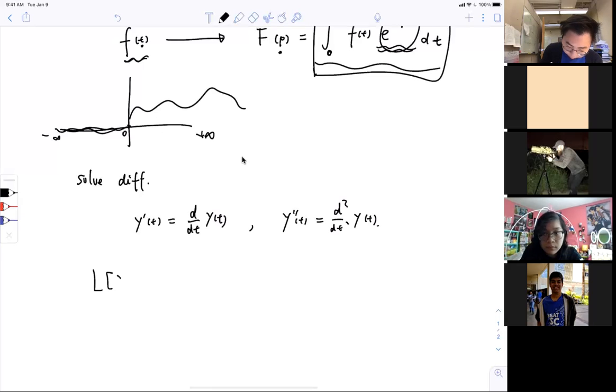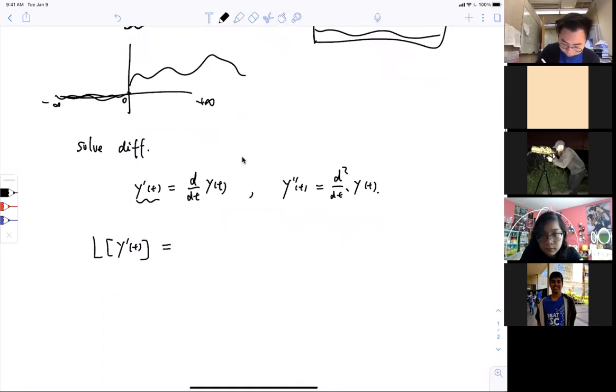We can do a Laplace transformation for the first derivative of this function y. I'm pretty sure the professor showed this in class. It is p times Y, the Laplace transformation of function y, minus y naught. y naught is the initial condition, which should be given in the problem.